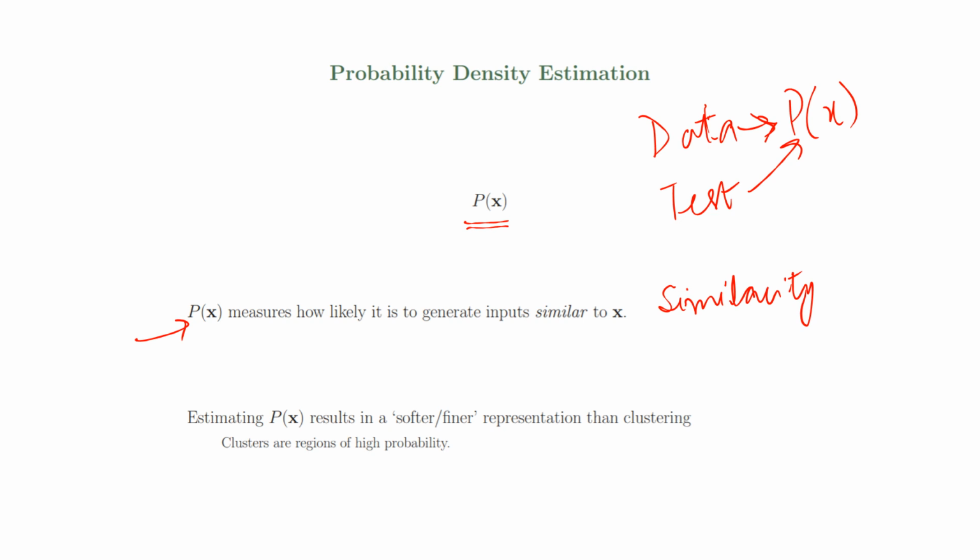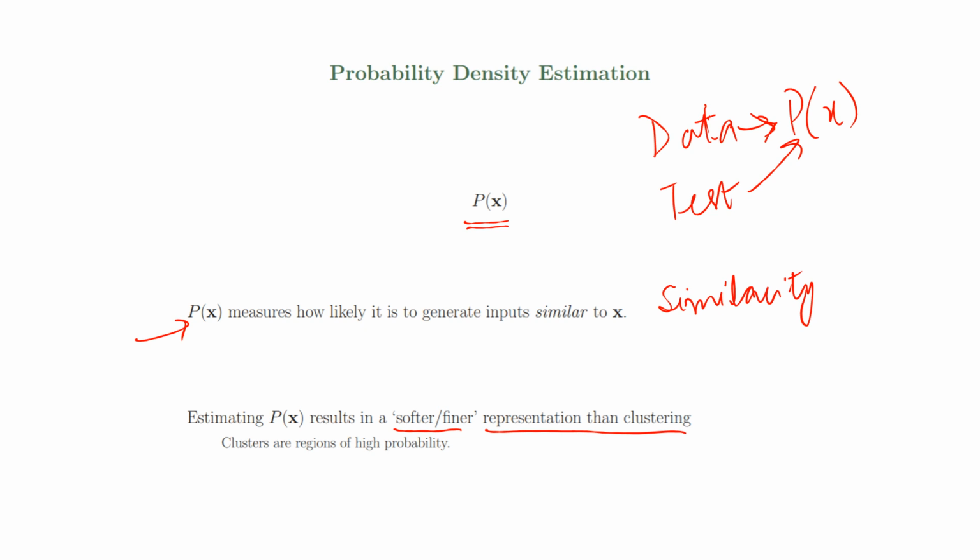The other thing is, this is also in some ways a representation of clustering. Whenever we are talking about a probability density function, we are essentially talking about regions of high probability of the existence of some data. And so that is in some ways, not exactly, but very close to clusters, right? That's why we're saying this is a softer or finer representation of clusters. And this is why probability density estimation comes under similarity-based methods, specifically unsupervised learning.